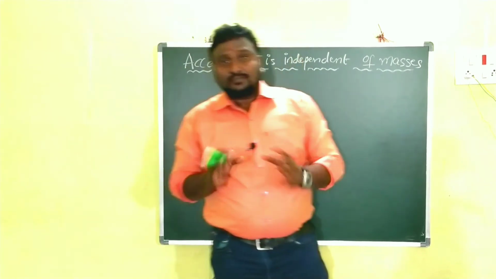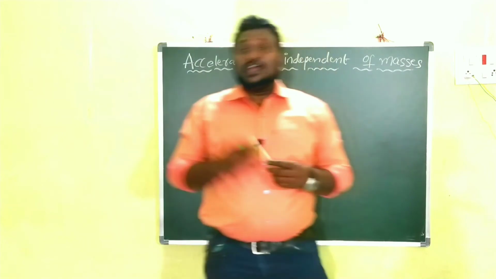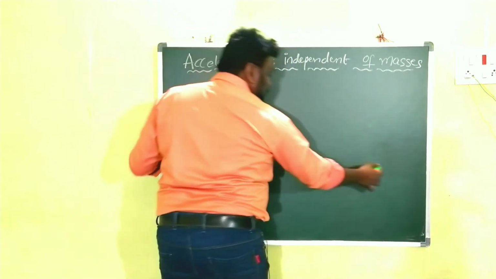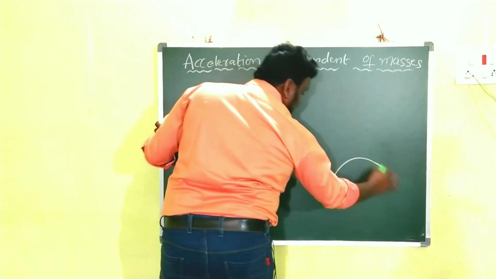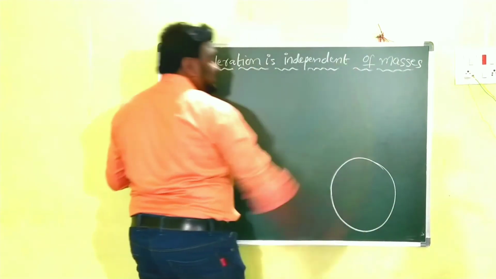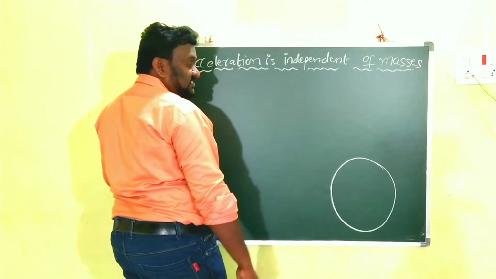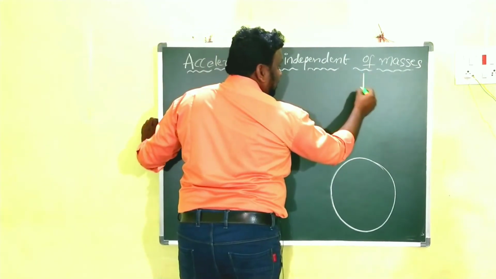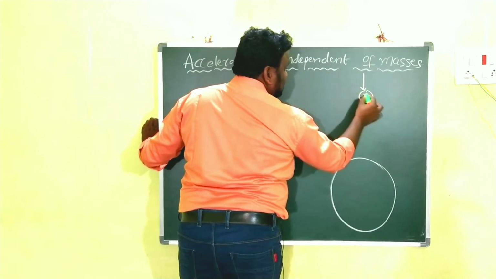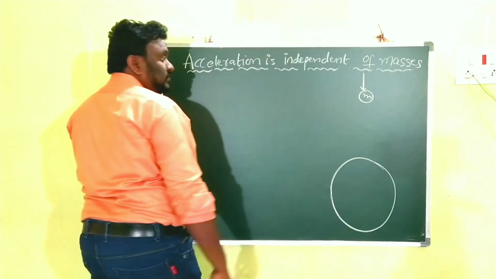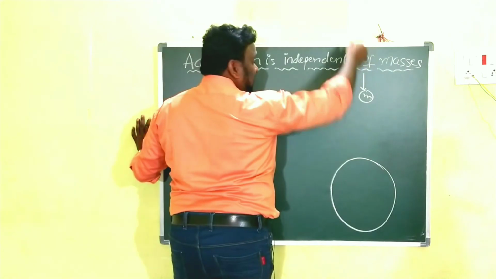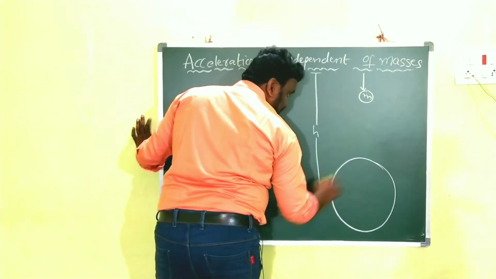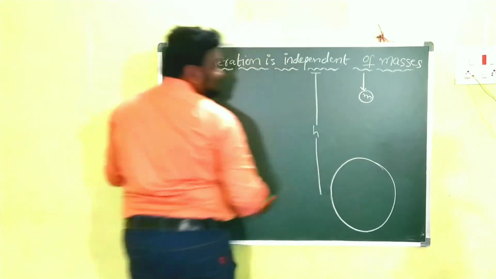So children, here we are taking an object of mass m. Just imagine this is the earth. Clear? This is the earth, and you drop a body of mass m from a certain height. So this is the height. Clear? And this is the top surface of the earth.